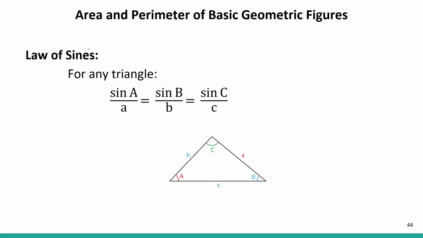So let's see what the law of sines is. For any triangle, sine A by A is equal to sine B by B is equal to sine C by C. Whatever the angle is, it will follow this property. You all know what trigonometric functions are, what the sine function is. Putting an angle into the sine function and dividing it by its opposite side length, and doing the same with the others, all three are the same. So this equality will hold. This is called the law of sines.